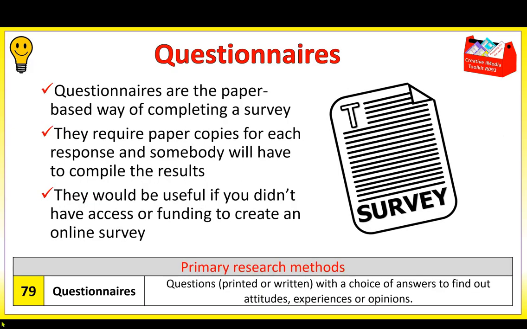We also have questionnaires. Questionnaires tend to be a paper-based way of completing a survey. They require paper copies for each respondent, so it will be slightly more time-consuming than doing an online survey, because if you send out paper copies, you've then got to send them out individually, collect them in, and then collate the results yourself, which can take ages. Imagine 1,000 paper surveys and you've got to type up all the results. It is going to be a time-consuming process for you.